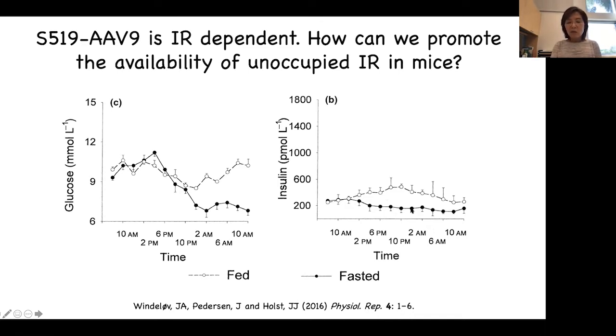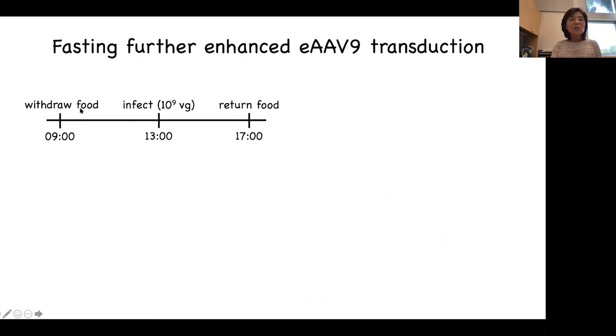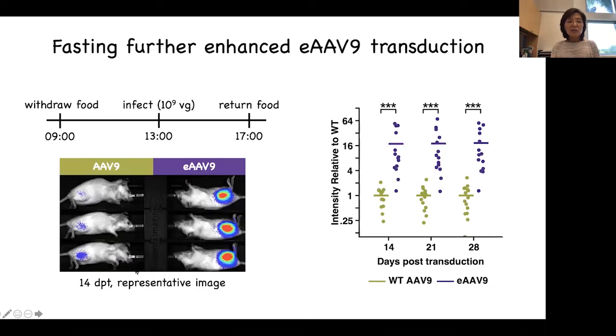So Cody did this: we withdrew food early in the morning, and 4 hours later, injected mice with AAV9 and EAAV9, and further fasted for 4 more hours while AAV transduction went on, and then returned the food. And imaging then, yes, you can see the difference between wild type and EAAV9 is much bigger. And so, yeah, now they have, this is a log 2 scale, nearly 20-fold increase in mouse muscle.